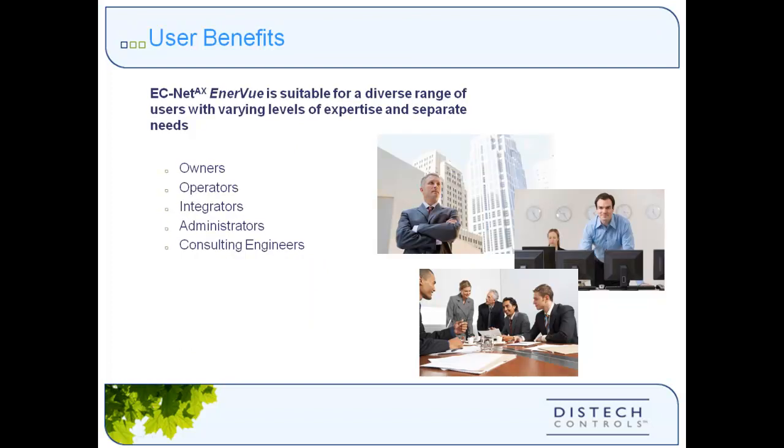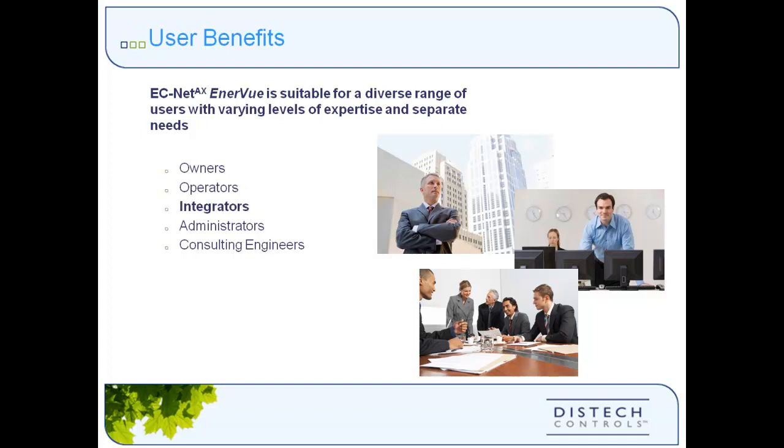ECNet AX EnerVue is suitable for a diverse range of users with varying levels of expertise and separate needs. For energy-conscious owners and sustainability managers, the EnerVue dashboard is an intuitive tool to enable comparisons between campuses, buildings, and departments. Using EnerVue's ranking chart viewlet, assessments can be made to foster improved energy awareness. For the owner-operator, EnerVue offers a real-time network status graphical viewlet, which allows for immediate color-coded visual identification of device health or other problem areas in the connected ECNet AX network.